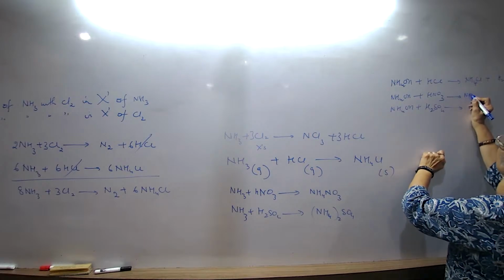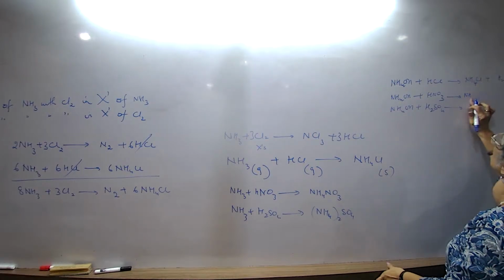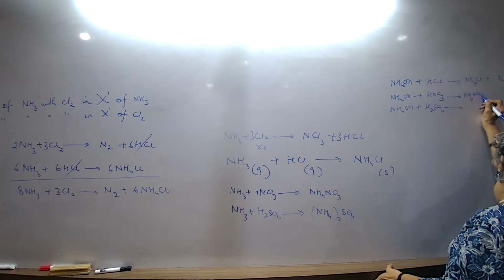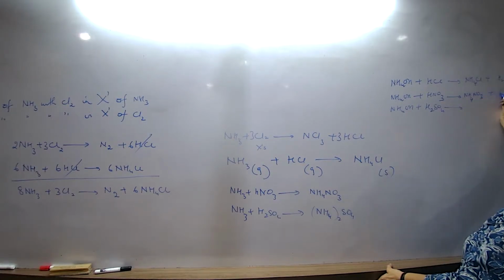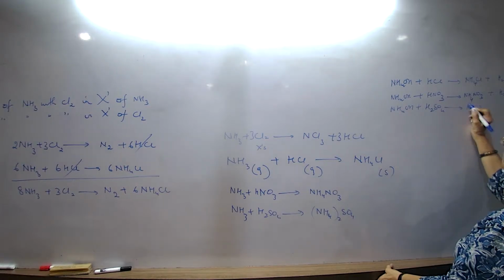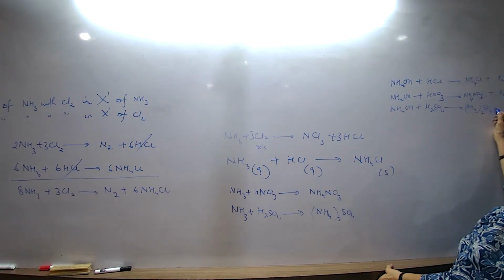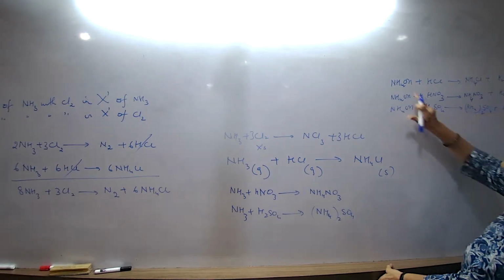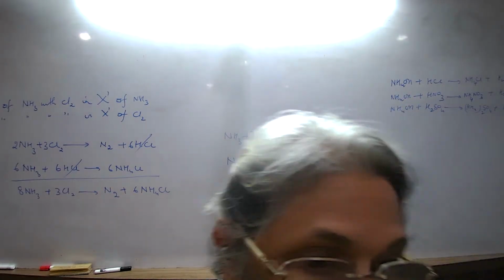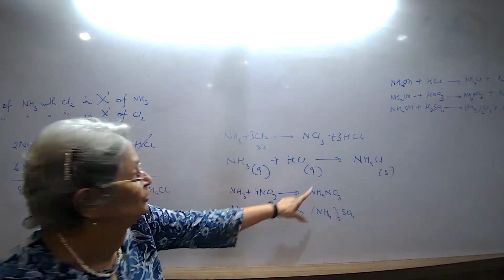Here you're going to get NH4NO3, ammonium nitrate, plus water. Here you're going to get ammonium sulfate plus water, because you're using ammonium hydroxide. Since you've used water, you'll get water. You have not used water there, so you're not going to get water.